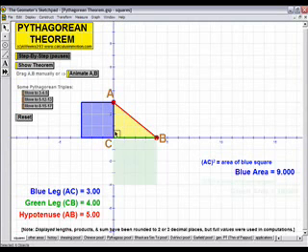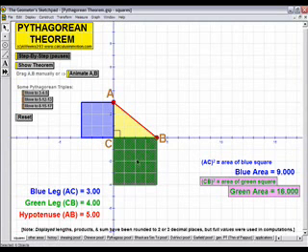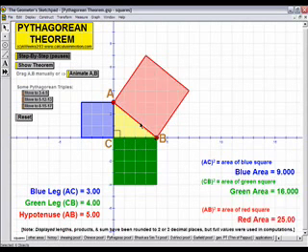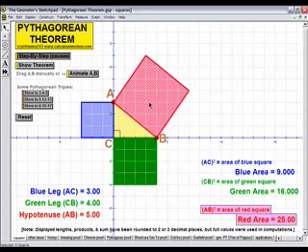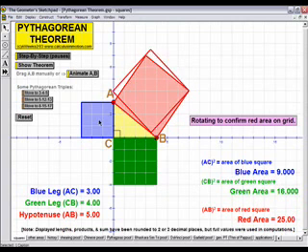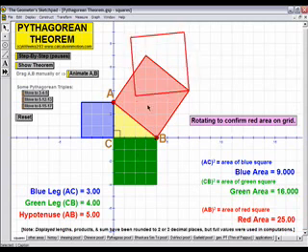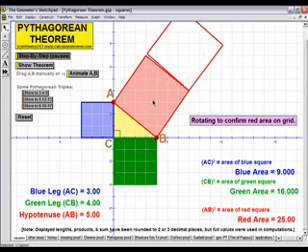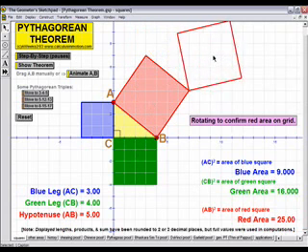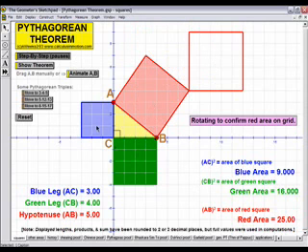You take this side and make it into a square, take this side and make it into a square, take the hypotenuse, the longest side that is opposite the right angle, and make it into a square, and it turns out that the blue plus the green is equal to the red, and if you rotate this around, you can see that this is indeed an area of 25. This was 9, 16, 25. 9 plus 16 is 25.